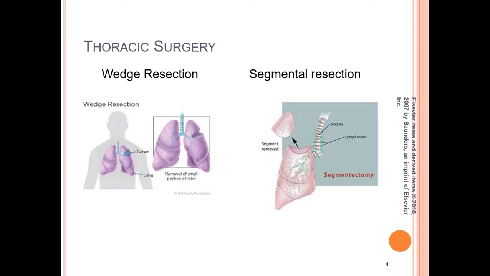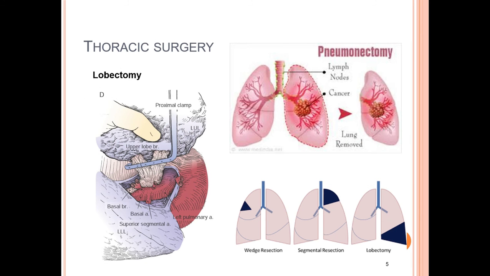A wedge resection is a surgical procedure during which the surgeon removes a small wedge-shaped portion of the lung containing the cancerous cells along with healthy tissue that surround the area. A segmental resection is when a portion of the lung larger than a wedge is removed, but not the entire lobe. A lobectomy is the removal of the lobe of the lung to prevent the spread of metastatic cancer or to treat a benign tumor.